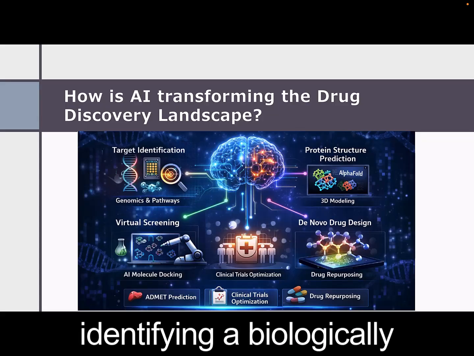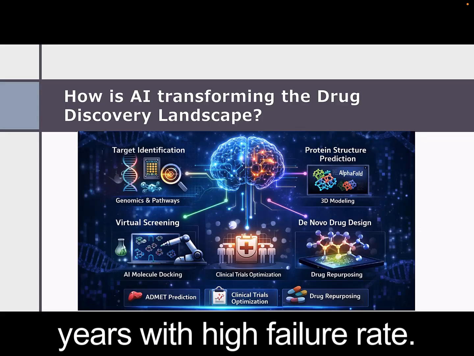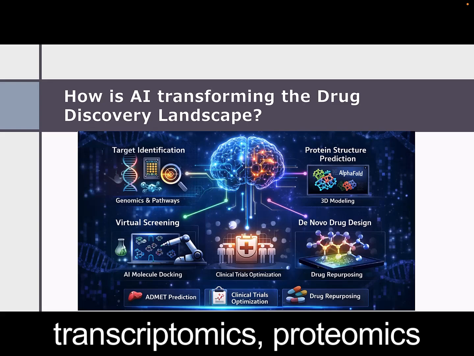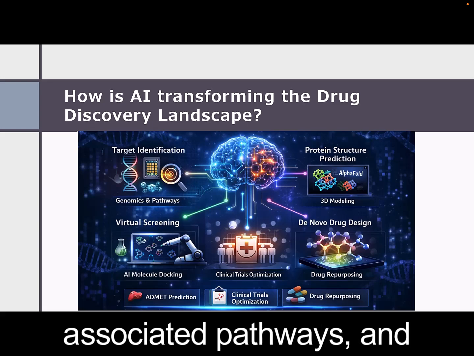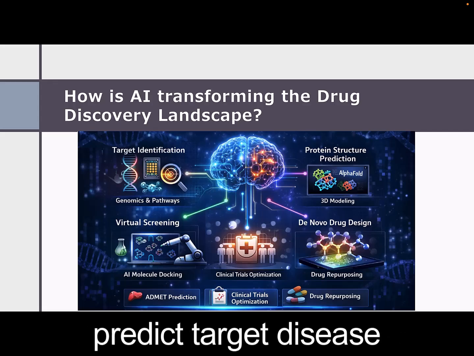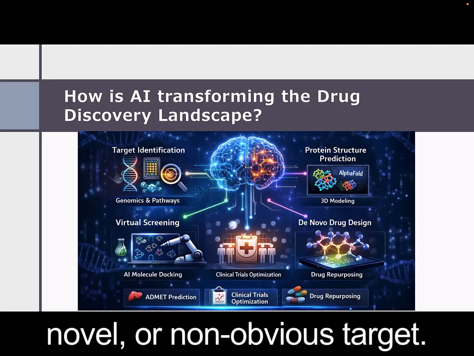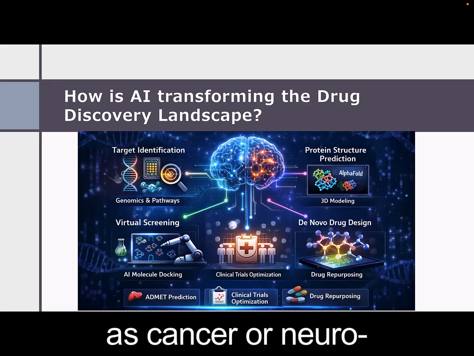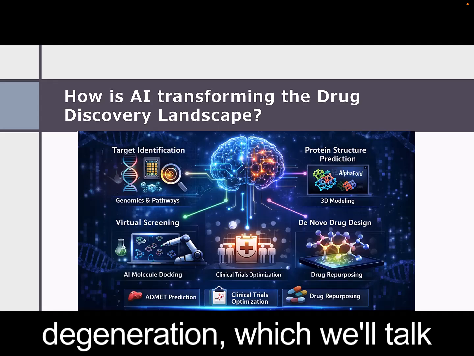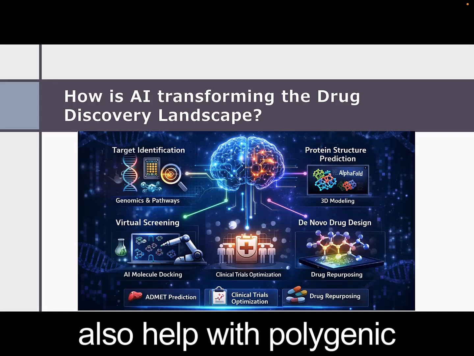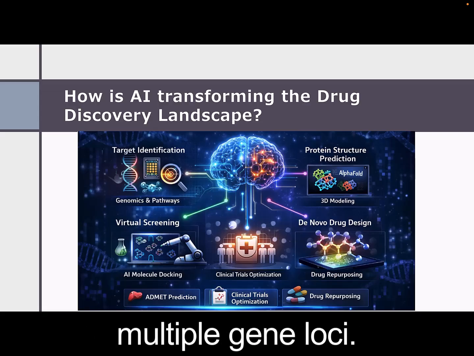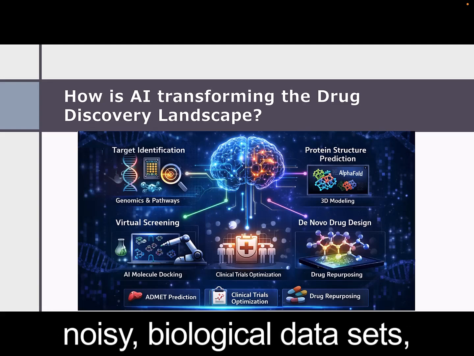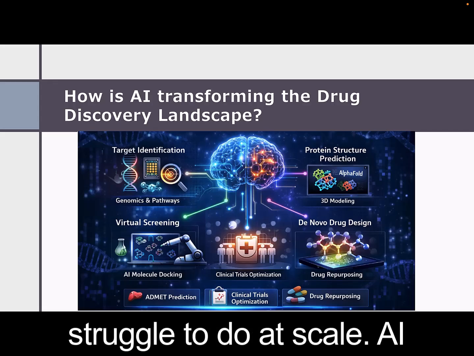For example, identifying a biologically relevant target can take years with high failure rates. AI models can now integrate omics data, genomics, transcriptomics, proteomics, to identify disease-associated pathways and predict target disease relationships. AI can suggest novel or non-obvious targets. This is especially powerful for complex diseases such as cancer or neurodegeneration, which we'll talk about later this term. It can also help with polygenic disorders that involve multiple gene loci. AI excels at pattern recognition across massive, noisy biological data sets, something that humans struggle to do at scale.